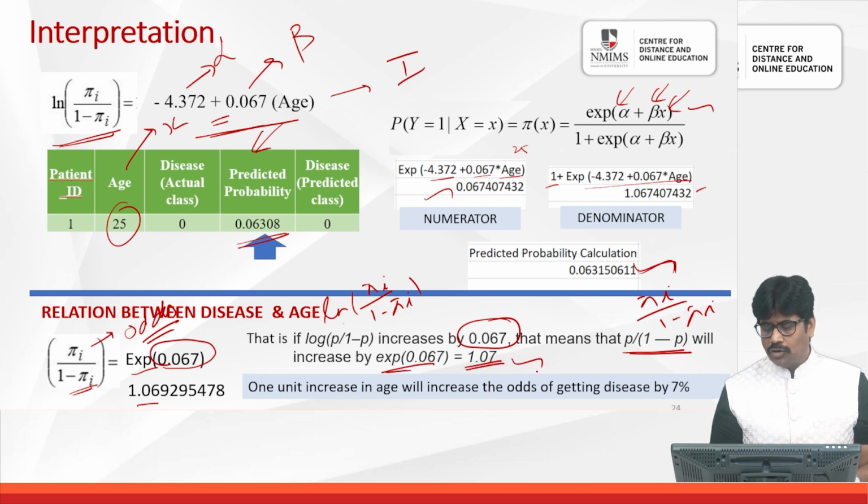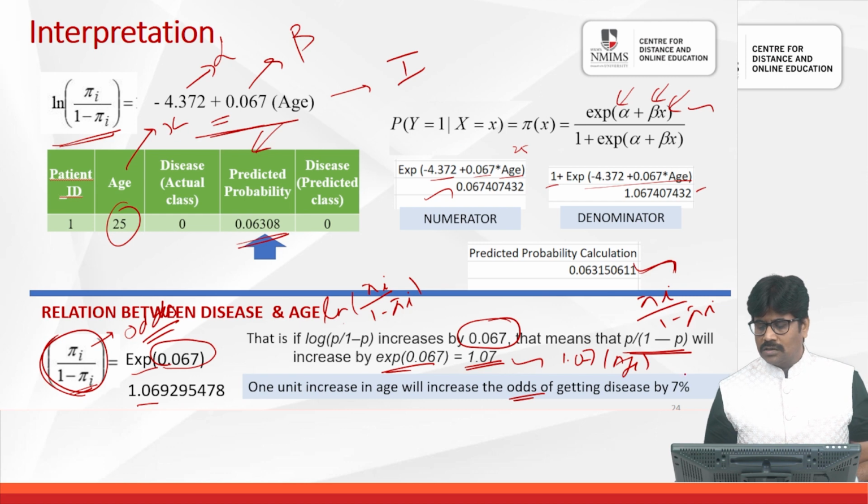So now how to interpret this 1.07? That is, 1 unit change in age, that means 1.07 into age will come here, right? So 1 unit change in age will increase the odds. What is this? This is odds. It will increase the odds of getting the disease by 7%, right? That is 1.07, and hence it increases the odds by 7%. Let us take two examples. If it is 1.07, it increases the odds by 7%.